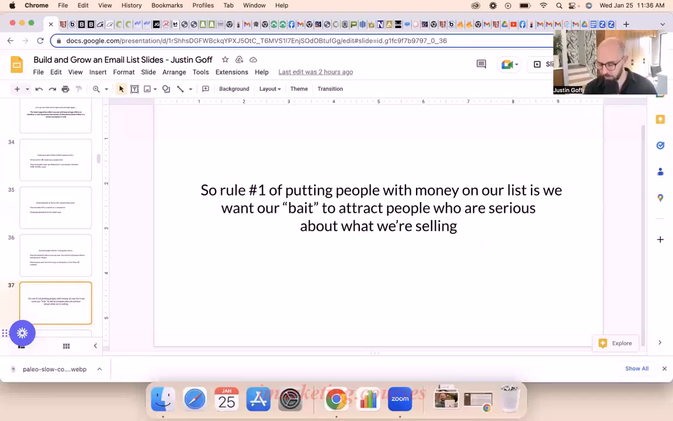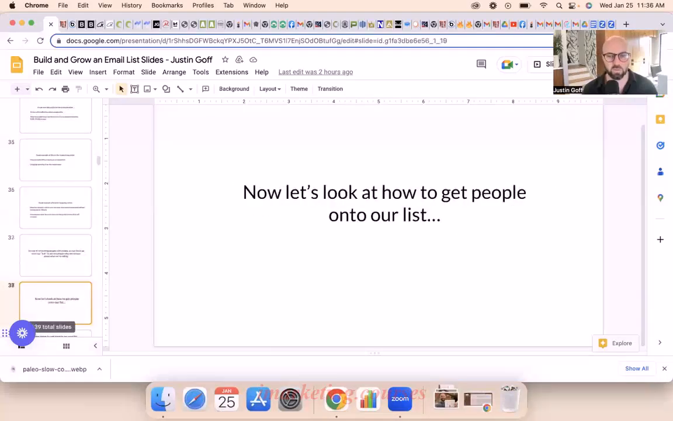So rule number one of putting people with money on our list is we want to use our bait. The bait is the lead magnet or the offer that we use to put people on the list. We want to make sure that bait attracts people who are serious about whatever it is we're selling.